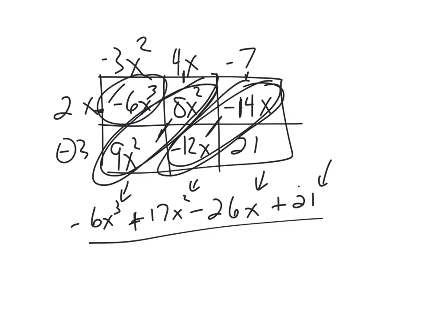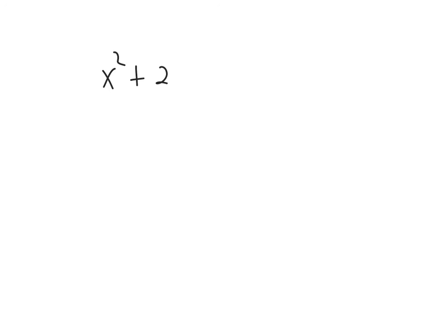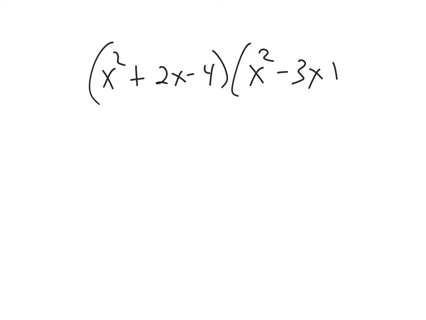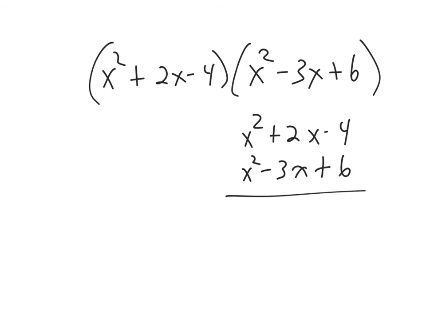Now, what happens when I have trinomial times trinomial? Well, it's the same thing. It's just a little bit messier, that's all. So let's say I got x squared plus 2x minus 4 times x squared minus 3x plus 6. Okay, I can do this both ways. I can line it up, or I can Punnett square it, but I cannot FOIL it because it's got too many terms. But if I line it up, I'm just going to rewrite them here. Goes against every rule of my body to rewrite it, but here we go.